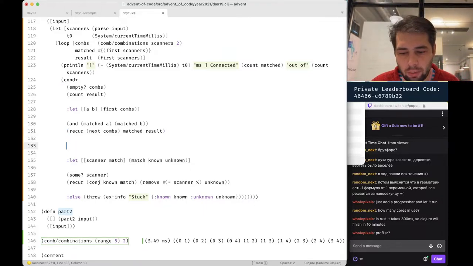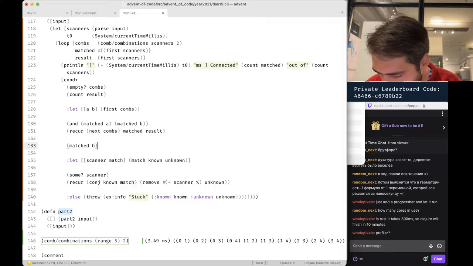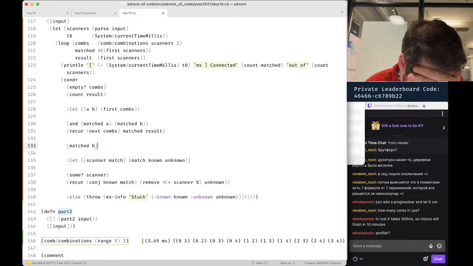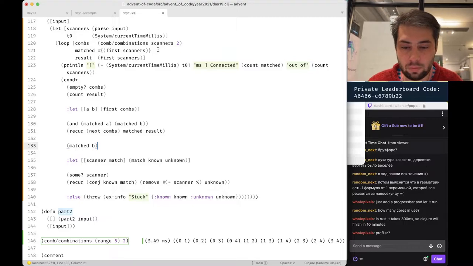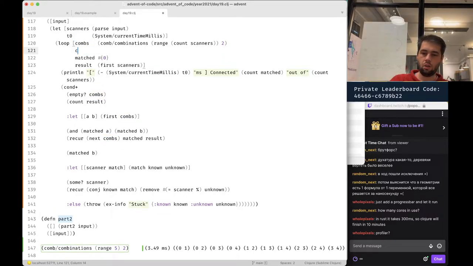Okay, so if both are matched, well, we can't do that. We need the absolute coordinates. Okay. Also going to need scanners, which is going to be just scanners. Okay.